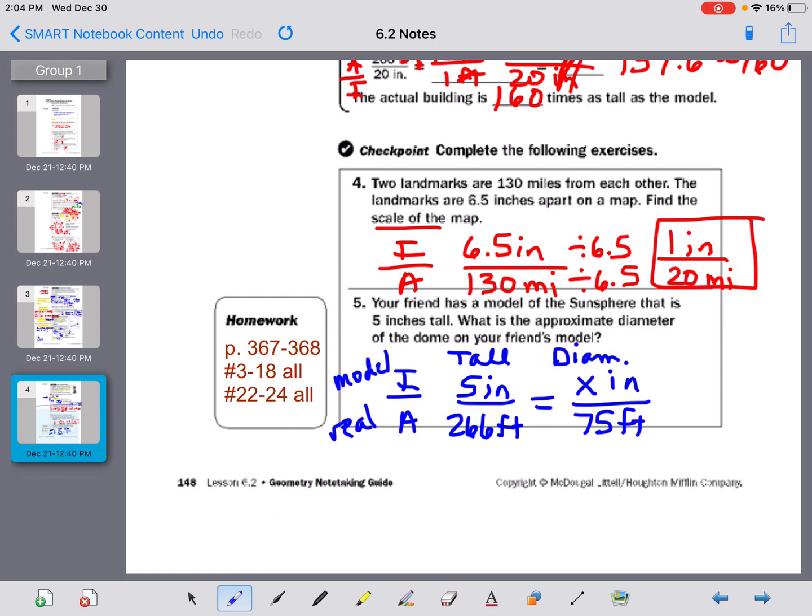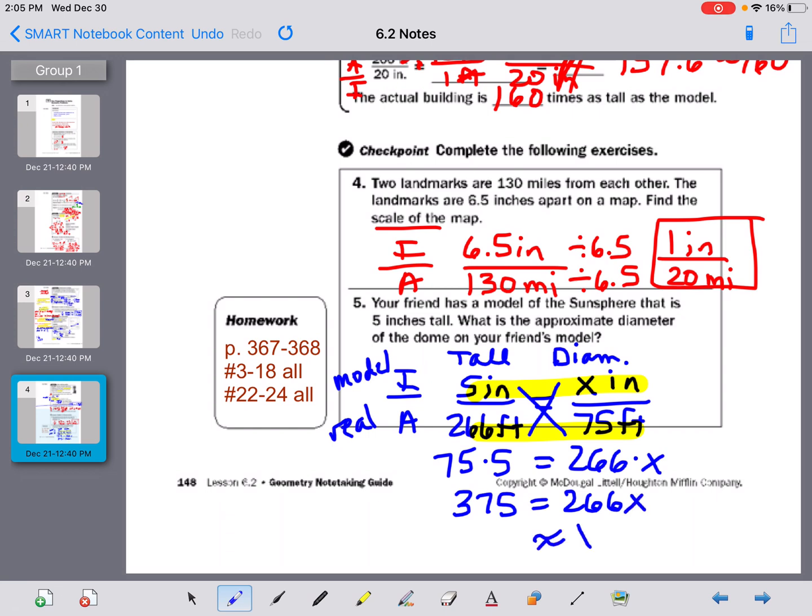I don't really want to work with too much of a decimal. Again, it's okay to work in different units as long as across they match. So we're ready to go. I get 75 times 5 equals 266 times x. 75 times 5 is 375. Divide that by 266. Just a hint, I don't think it's coming out to a whole number. How about 1.4? And I look back up there, it's going to be in inches because that's what spot it was in when we were solving for it. So about 1.4 inches for the diameter on that friend's model.